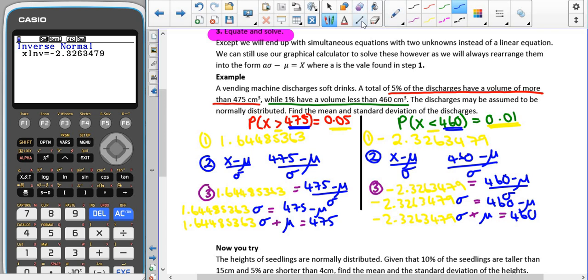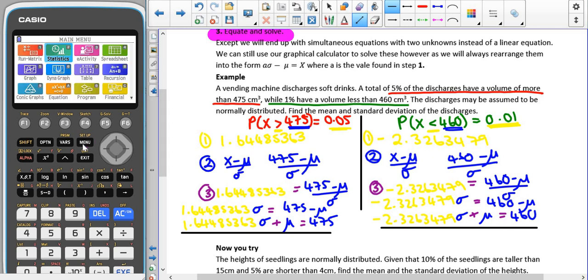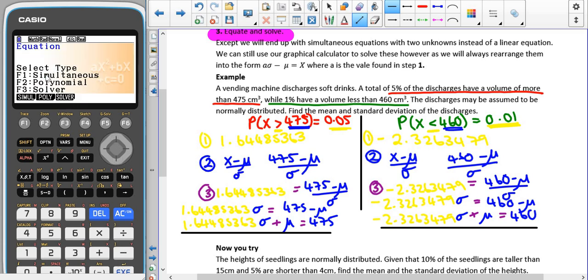And these are the two equations that we are now going to put into our calculator. This one here and this one here. So if we go back to our menu, we're going to go down to equation. And this time we're going to go into simul.